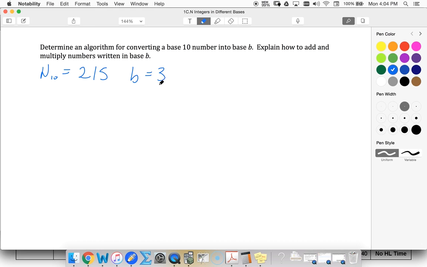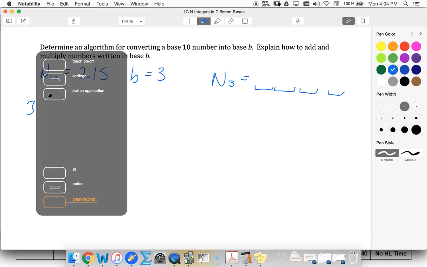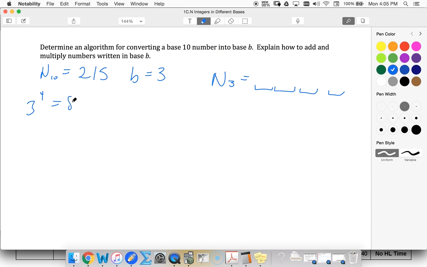We need to know how many digits our number is going to have in base 3. So the first thing we're going to do is take 215 and divide it by the largest power of 3 that we can. We know that 3 to the 4th is 81, and 3 to the 5th is 243, which is already greater than our number in base 10. So we can't use 3 to the 5th. We're going to use 3 to the 4th.